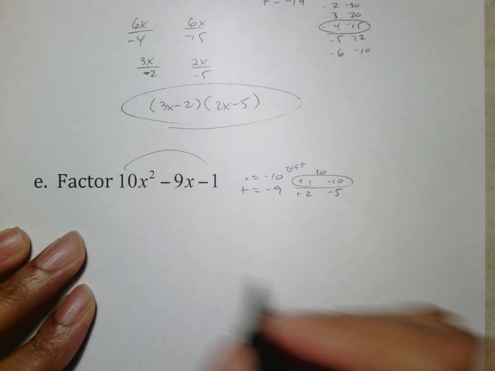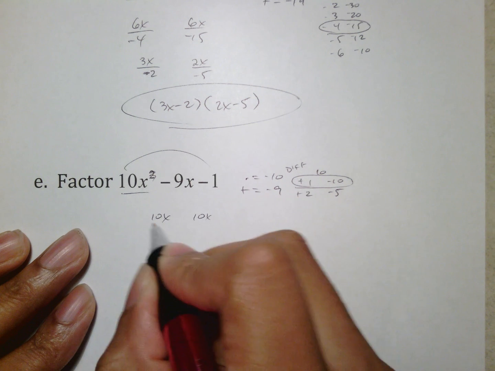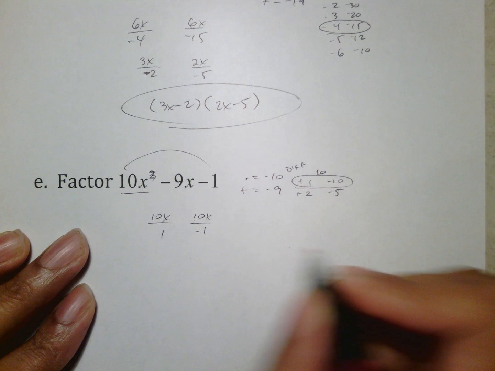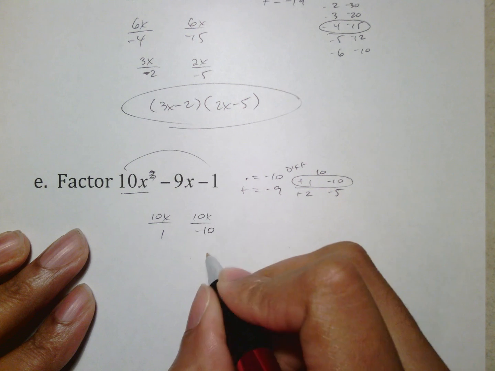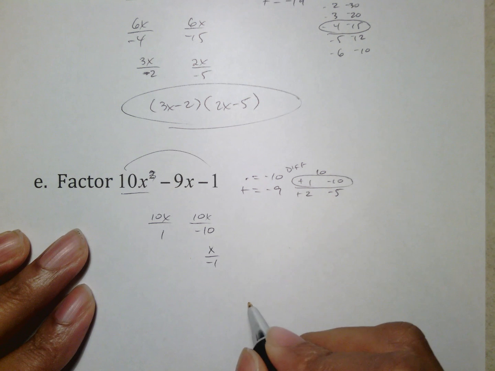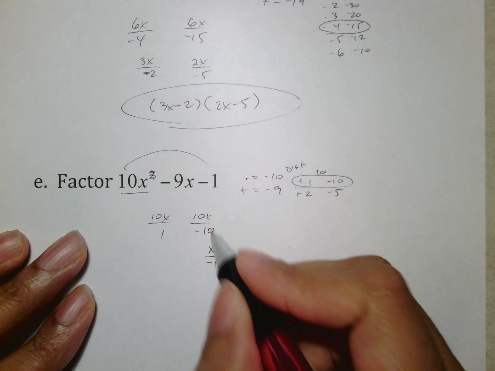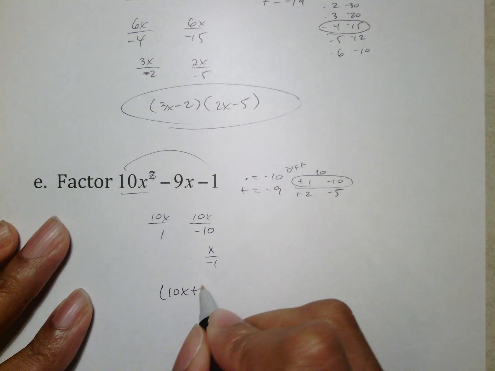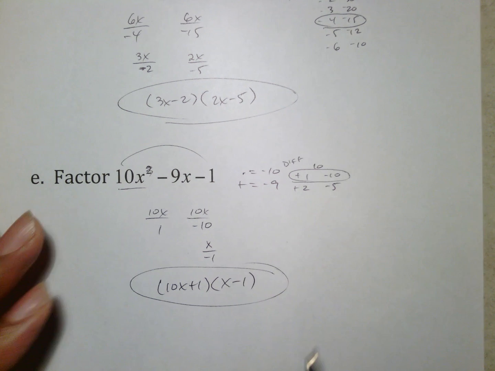And the ones that make negative 9 is actually the very first on the list, which is positive 1, negative 10. And so we again ignore the squared, putting 10x on top of both fractions. A 1 on the bottom of the first one, negative 10 on the bottom of the second one. Notice this can be reduced by dividing by 10, which gives us x over negative 1. Because 10 divided by 10 is 1, we don't put it there. 10 divided by 10 is 1, we do put that there. In the end, we end up with 10x plus 1 and x minus 1.